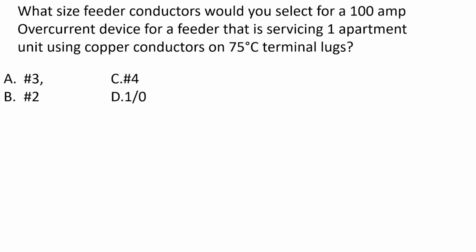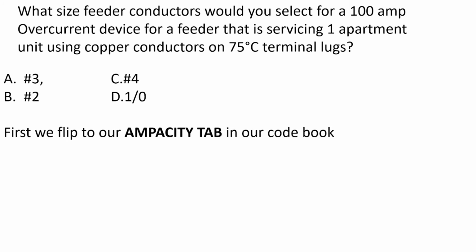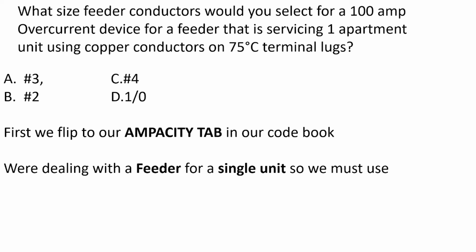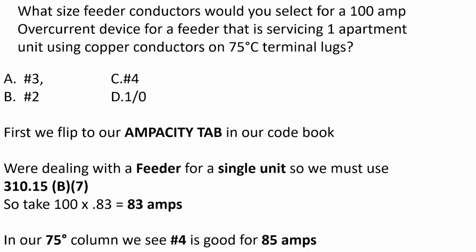What size feeder conductors would you select for a 100 amp overcurrent device for a feeder that is servicing one apartment unit using copper conductors on 75 degree terminals? First, we flip to our ampacity tab in our code book. We're dealing with a feeder for a single unit, so we must use 310.15(B)(7). So we're going to take 100 amps and multiply it by 0.83, and that's going to give us 83 amps. Now we go size our wire based on our new allowable load, and that is going to give us, from our 75 degree column, a number 4 that is good for 85 amps.